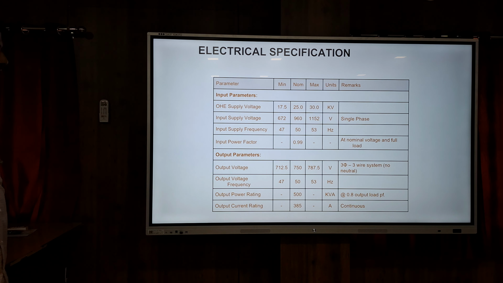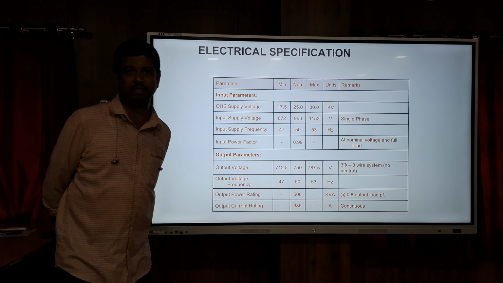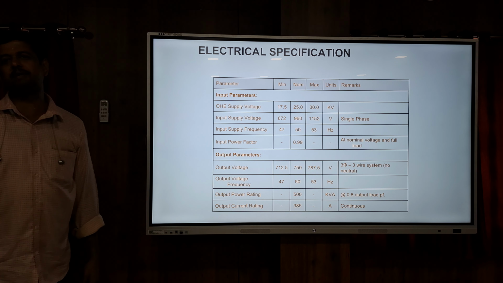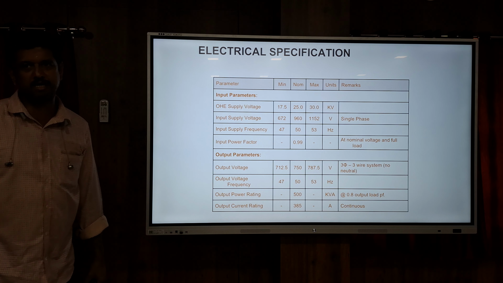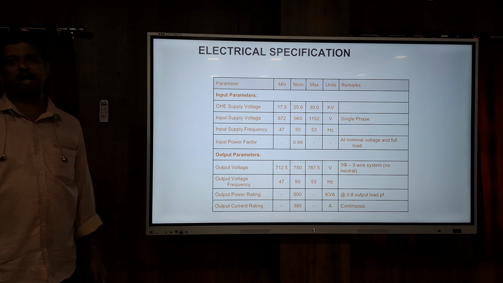Output power rating is 500 kVA at 0.8 output power factor lagging. Output current rating is 385 amps continuous. There is a contactor in the output. Siemens series make contactor is there. Its rating is 600 amps, whereas we are giving a maximum output current of 385 amps only.